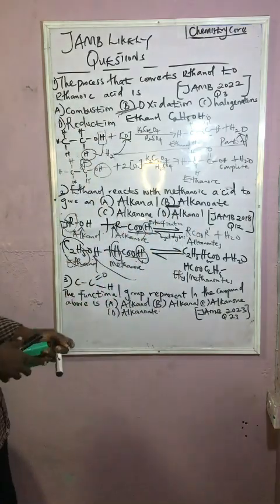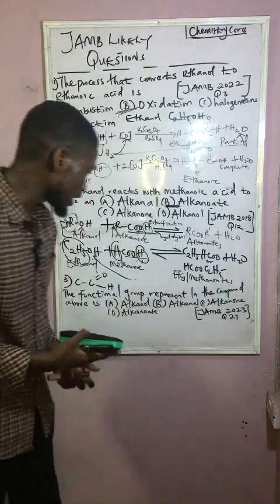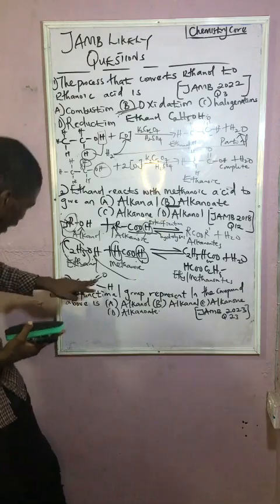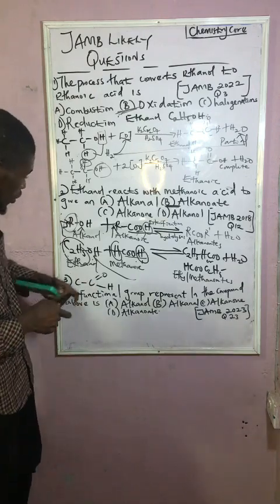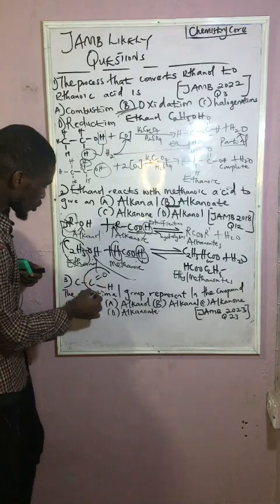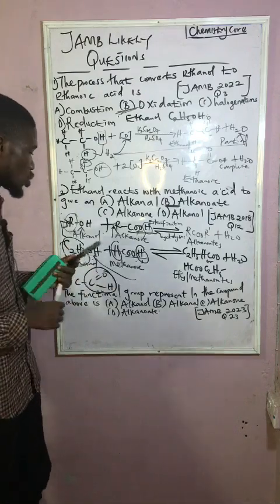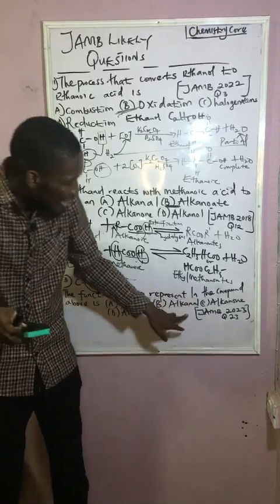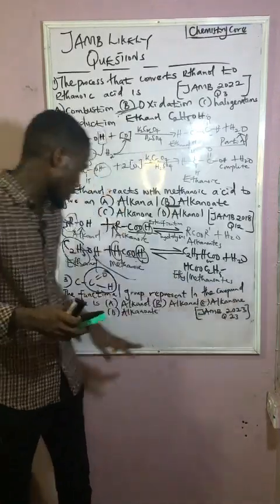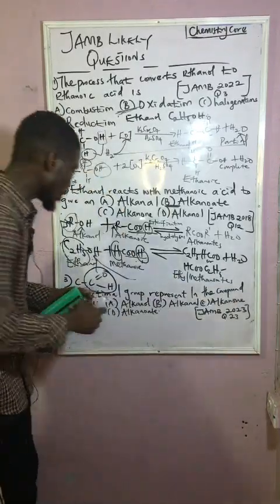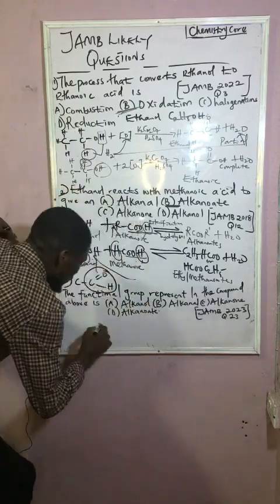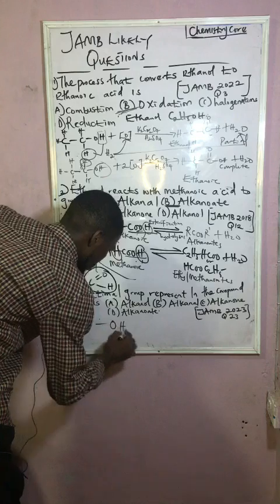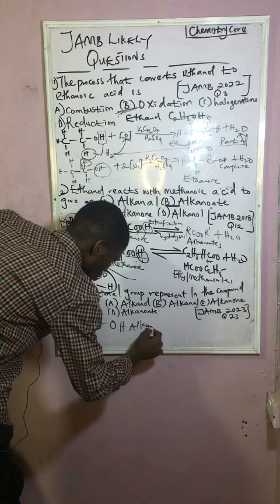So the last one goes thus. JAMB 2023, that was last year. It said C, H, okay, the functional group. This functional group here is what we are asked to represent. So I'll show you the functional group for alkanol, alkanal, alkanone, and alkanoate. For alkanol, the functional group is this OH. I'll put it at the front.